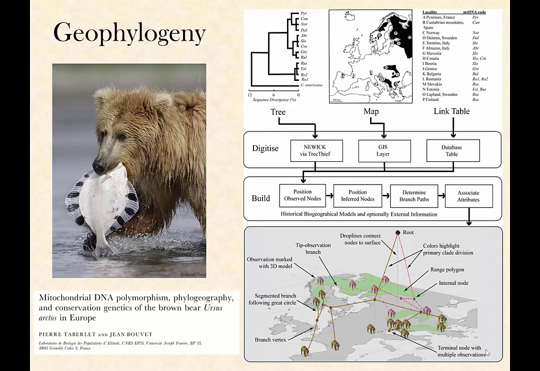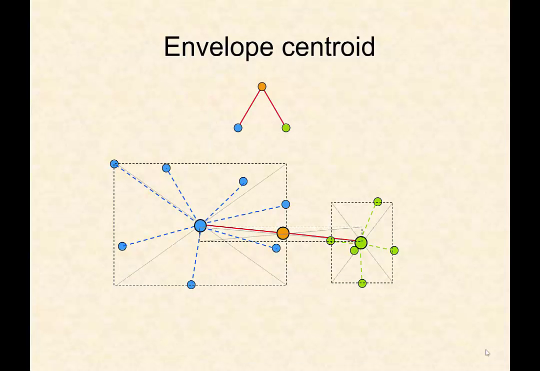We've got to make some kind of calculation to locate the internal nodes of our tree. We need some kind of way of drawing the branches between those points across the map. And then we maybe add some attributes. As we can see here, we've got a little diagram, with nice 3D bears sitting on the land to make a pretty picture. Okay, so we do things like that. How do we locate the internal nodes? Well, there's a variety of algorithms. We can just do it on an envelope centroid.